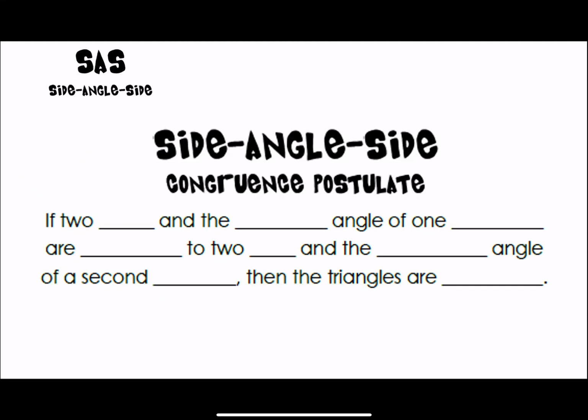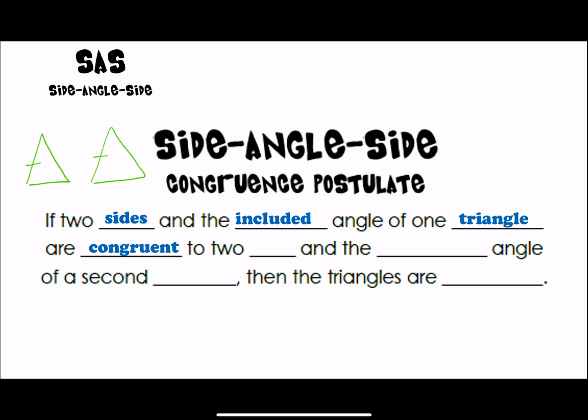All right, then side, angle, side is that if two sides and the included angle of one triangle are congruent to two sides and the included angle of a second triangle, then the triangles are congruent.